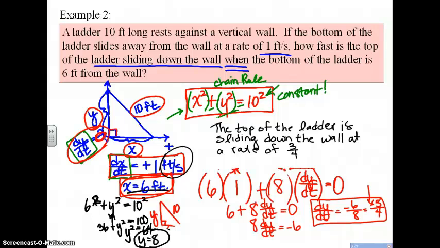Here are the units for the horizontal change. They're going to be the same for the vertical change. And you said, but wait a minute, it's negative 3/4. Well, in words, I took care of the negative with the words sliding down. The top of the ladder is sliding down, meaning negative, the wall at the rate of 3/4 feet per second. There's our second example, our second related rates problem.